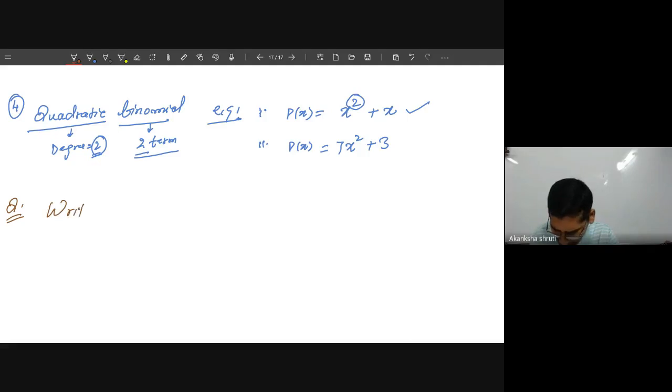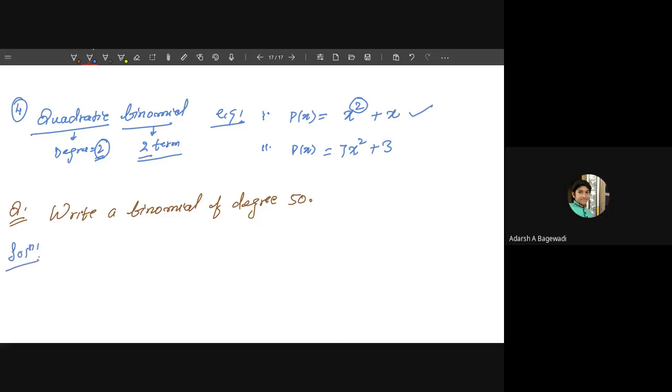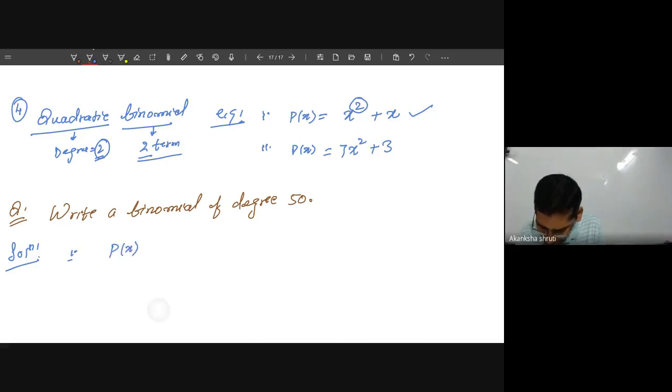Write a binomial of degree 50. Yes, student, can anyone tell me? x plus x raised to 50. Good. So p of x, maybe first we may write x raised to the power 50, and we are free to add one more term because it is binomial. So plus x to the power 49, even if you write that, it is also okay.